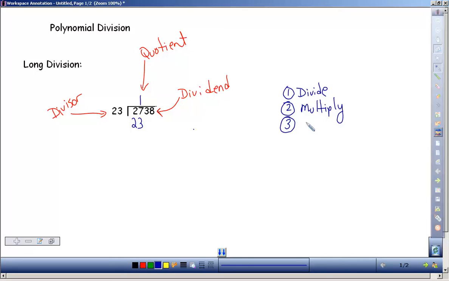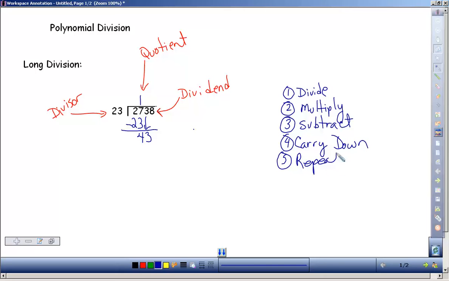After you multiply, that third step is then to subtract. So I need to do 27 minus 23, which is going to leave me with 4. Our fourth step is then to carry down the next digit. So I look up here, that means I need to bring down this 3. And then I need to repeat these steps over and over again until I've run out of things to carry down. So I'm going to start over again.